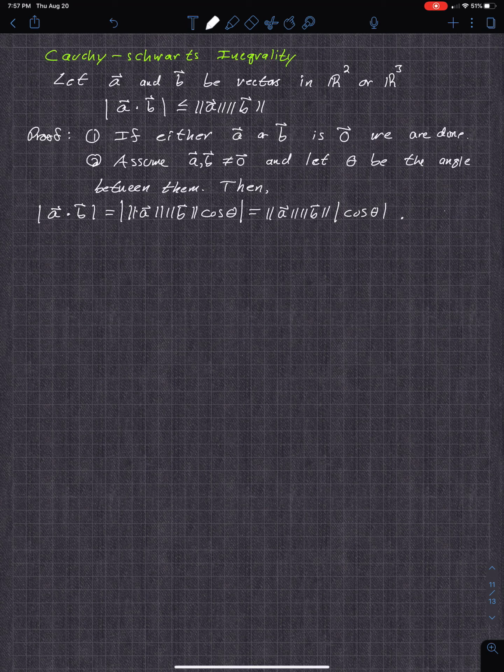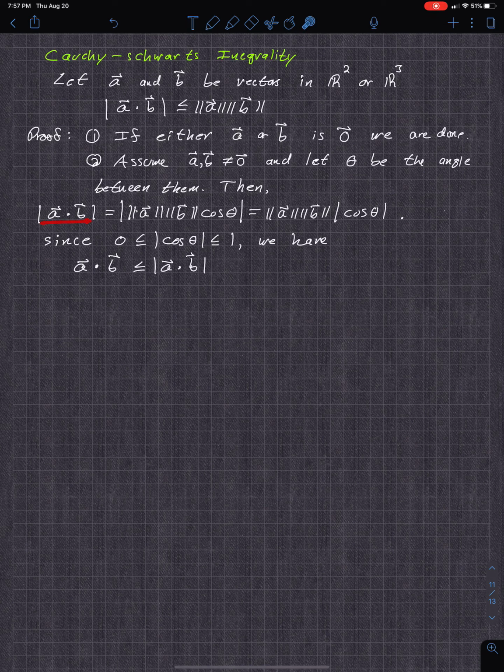What do you know about the range of cosine? Think about it. Since 0 is less than or equal to the absolute value of cosine theta, which is less than or equal to 1, we have that A dot B is less than or equal to the absolute value of A dot B. That's just because it can be negative as well.